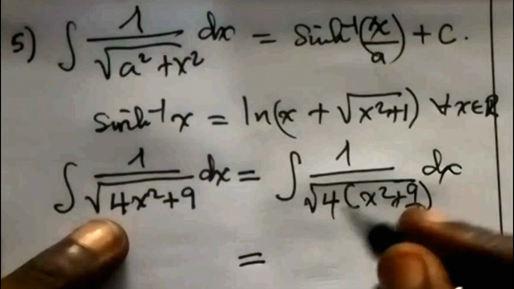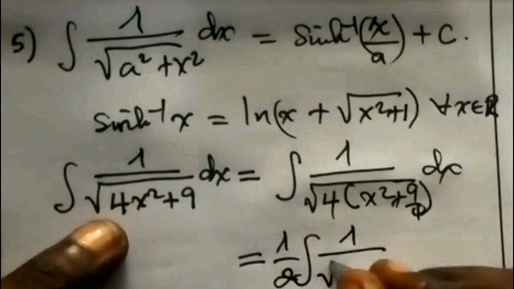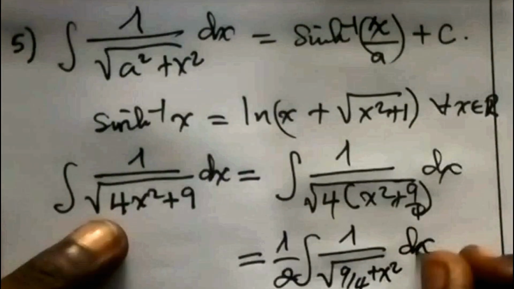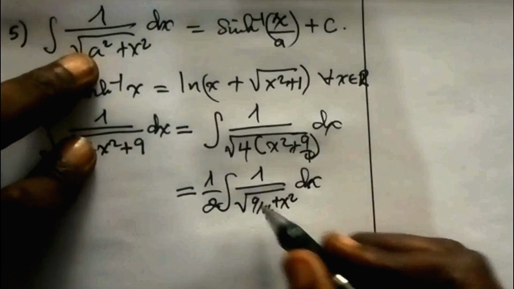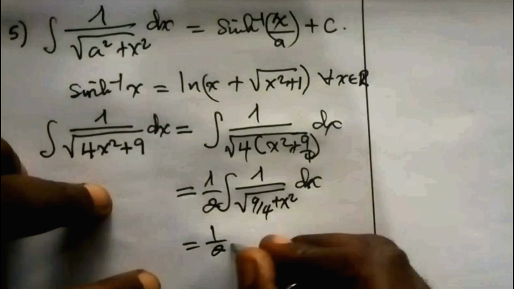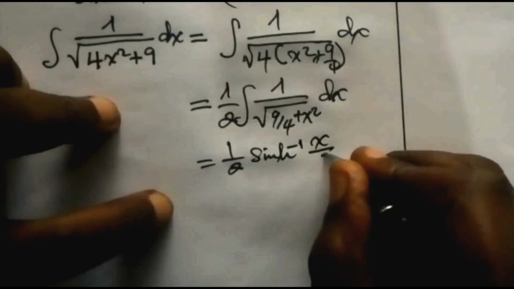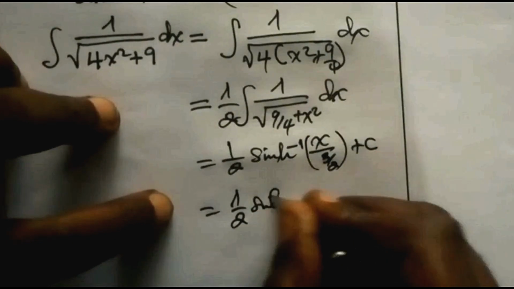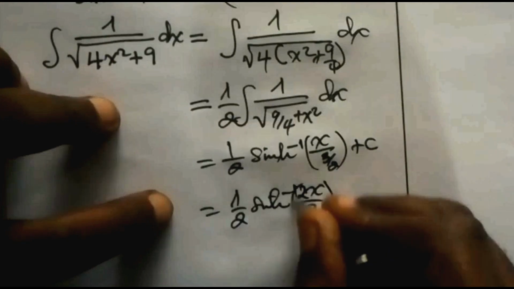This gives, the square root of 4 would come out as half. Integral of 1 all over the root of 9 over 4 plus x squared dx. It now resembles the standard integral in which my a squared is 9 on 4. So a should be 3 on 2. That now gives half sin inverse of x all over a, which is 3 on 2, plus c, which gives half sin inverse of 2x all over 3 plus c.